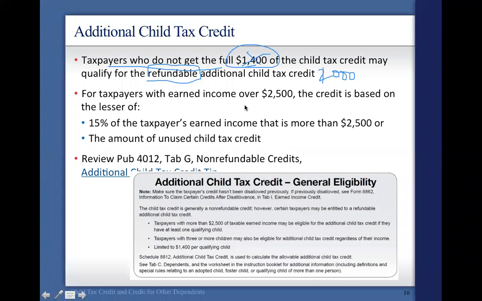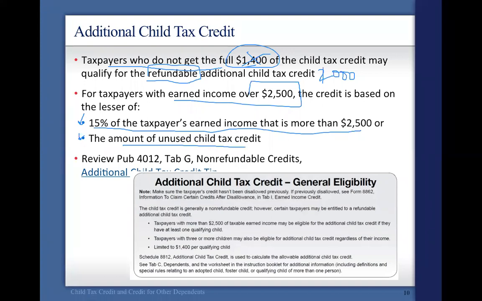There's a fair amount of limitations. So anyone with an earned income over this $2,500, the credit is based upon the lesser of either one of these. Generally, anybody that has a job, or even just worked over summers, and had a child under the age of 17 could qualify. The credit is based on 15% of the taxpayer's earned income that is not more than $2,500, or the amount of the unused child tax credit, whichever is lower.